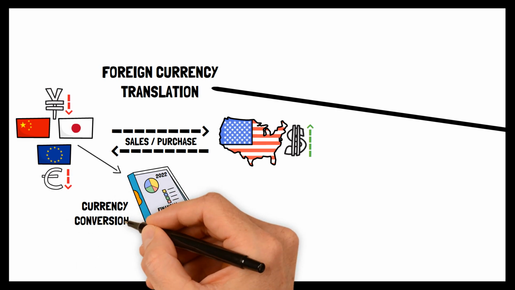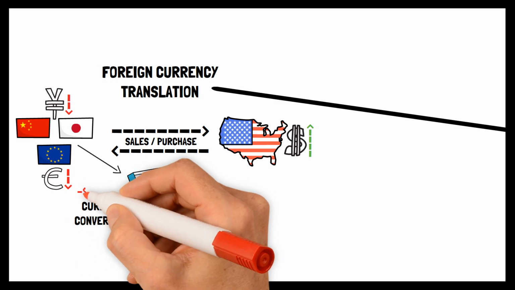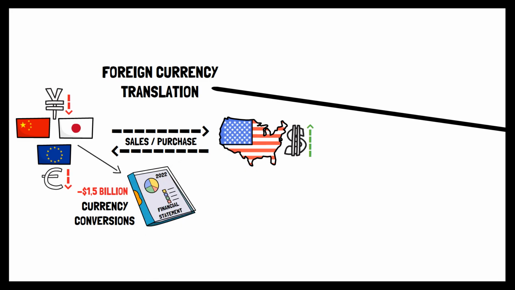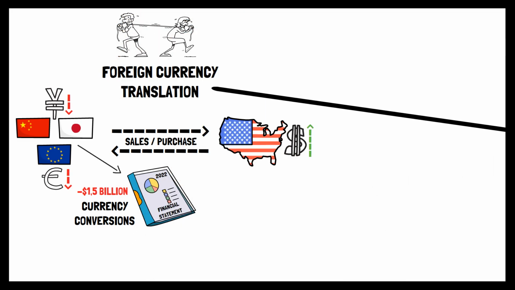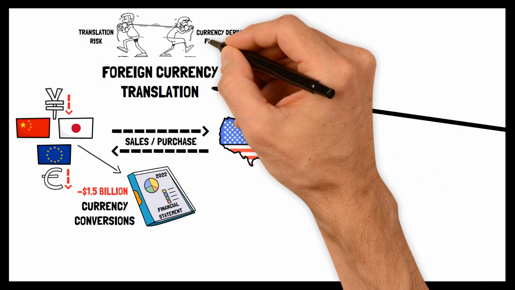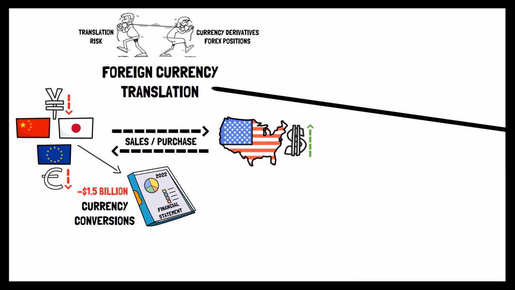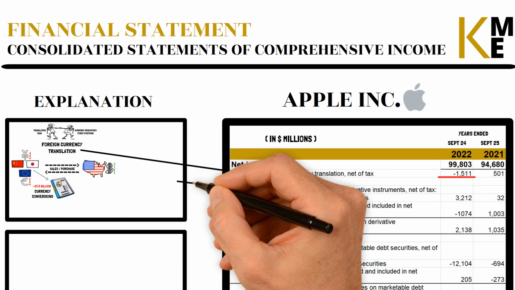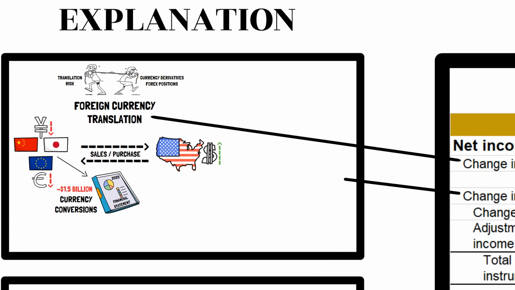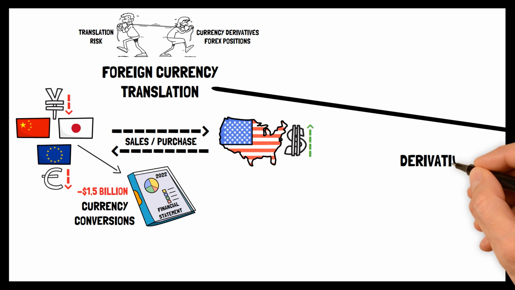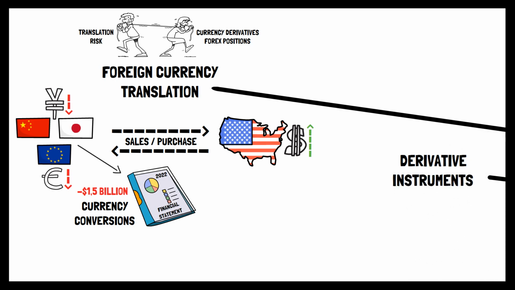For Apple, these changes caused a loss of roughly 1.5 billion for the period. However, this volatility can and is being hedged against, with, for example, currency derivatives and forex positions. The next part is change in unrealized gains or losses on derivative instruments, net of tax. It can, for example, consist of forward and option contracts.